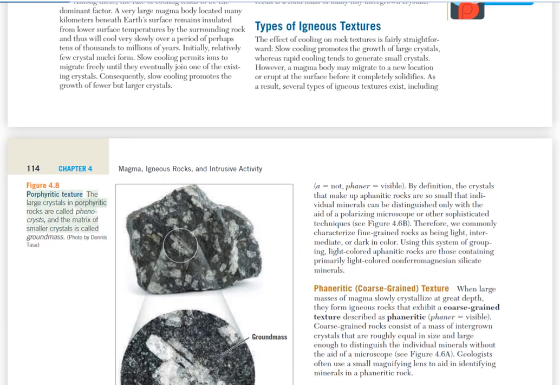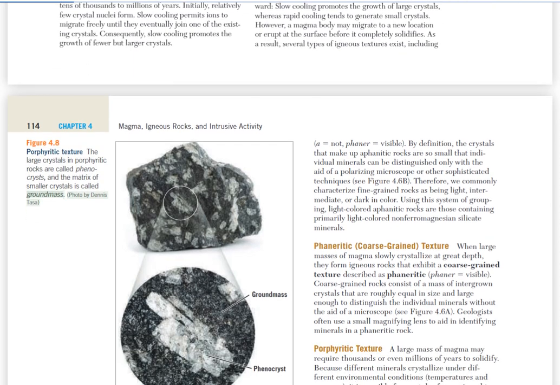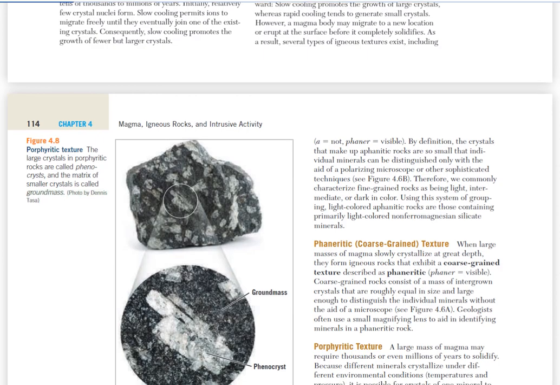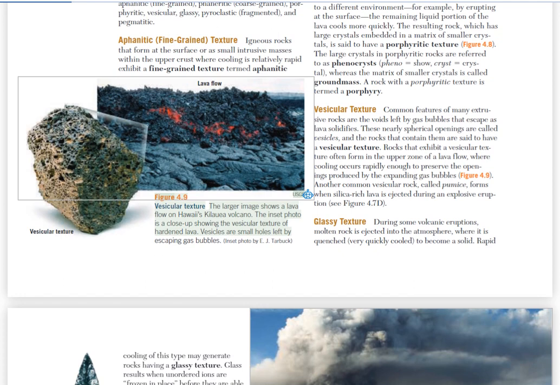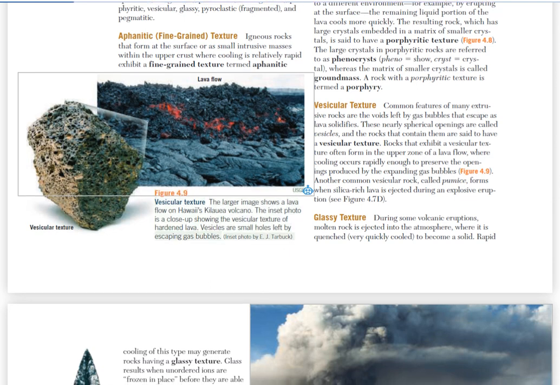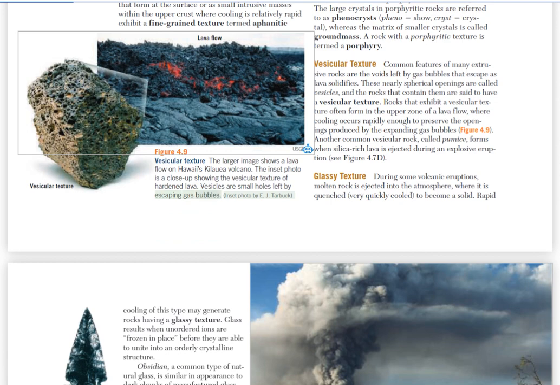Figure 4.8. Porphyritic texture. The large crystals in porphyritic rocks are called phenocrysts, and the matrix of smaller crystals is called groundmass. Figure 4.9. Vesicular texture. The larger image shows a lava flow on Hawaii's Kilauea volcano. The inset photo is a close-up showing the vesicular texture of hardened lava. Vesicles are small holes left by escaping gas bubbles.